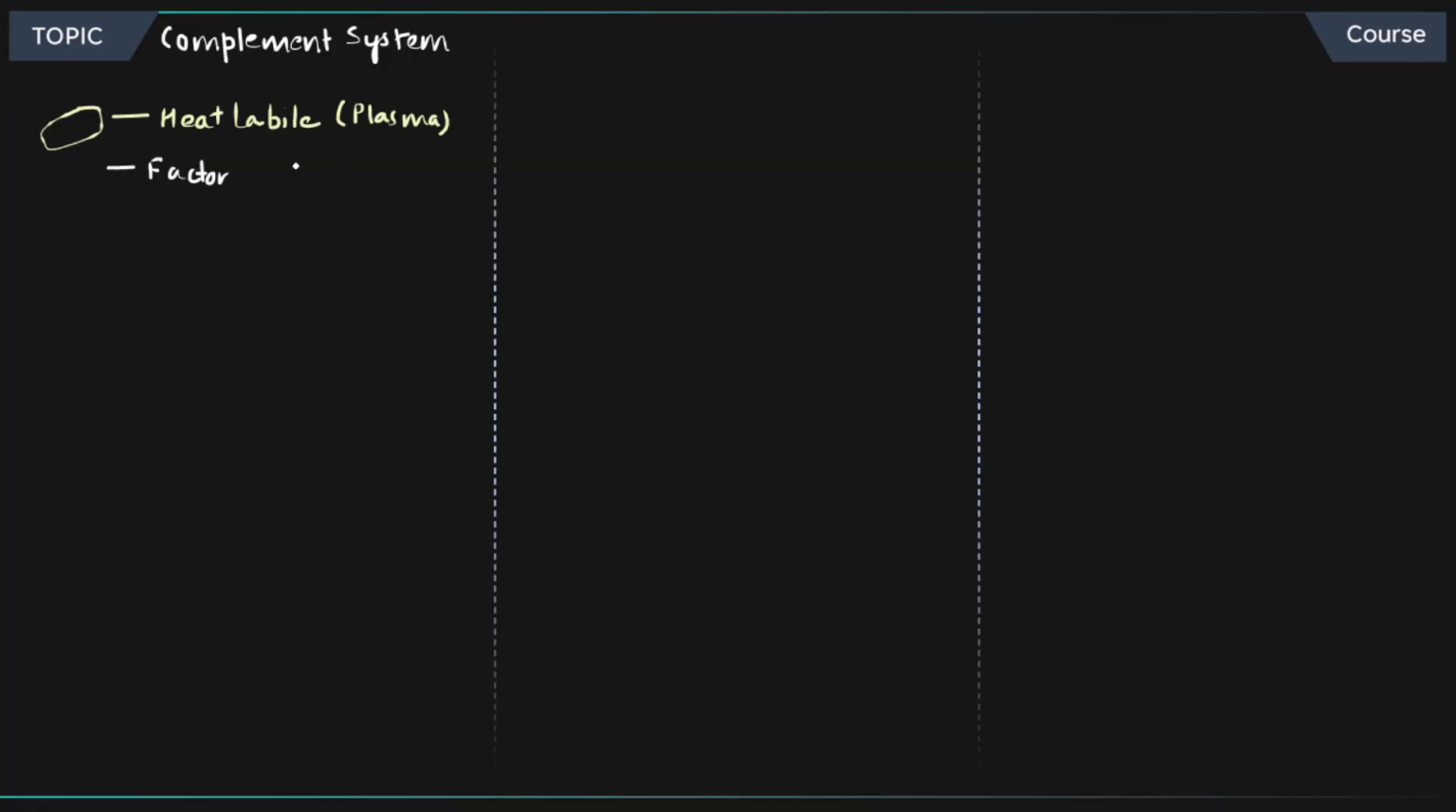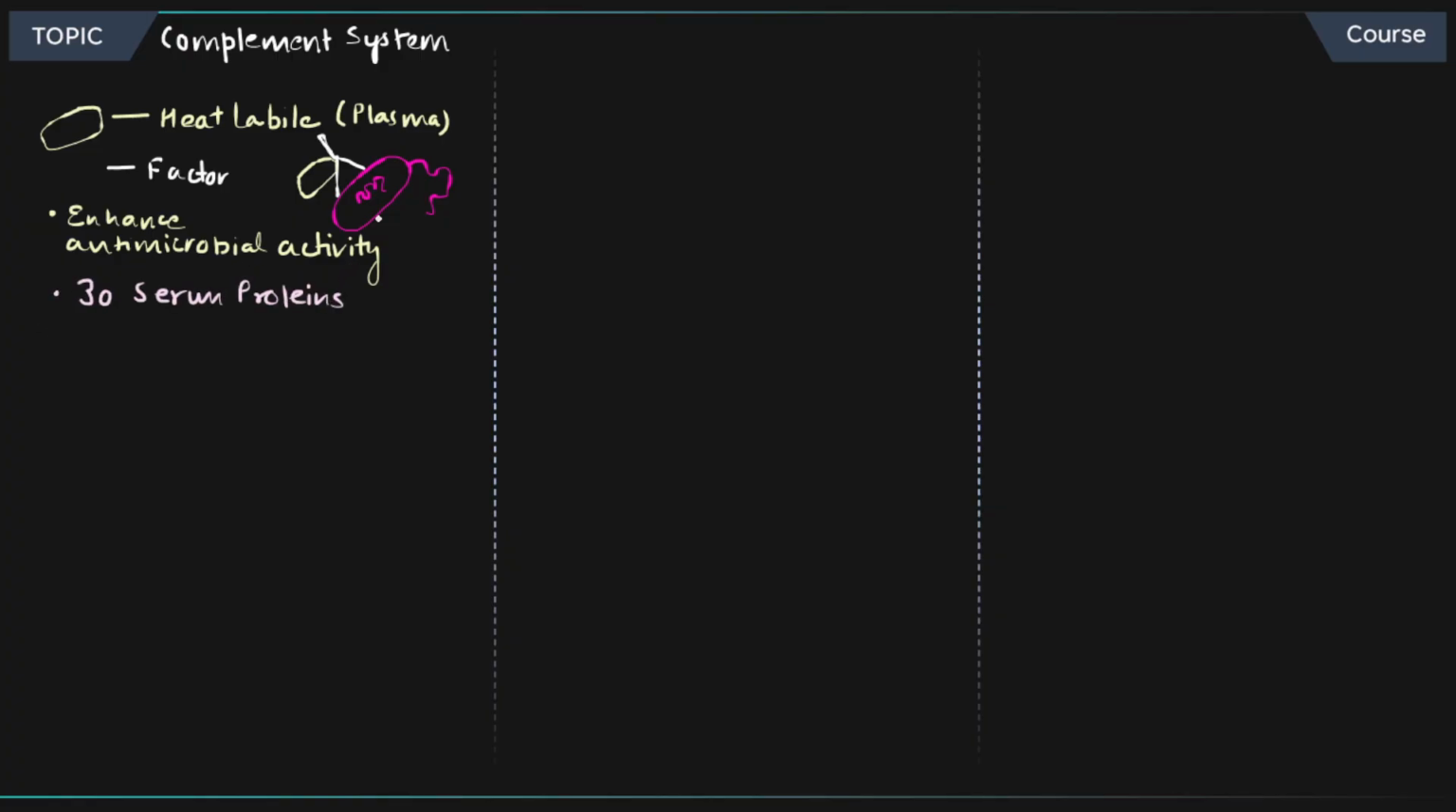Next, it's also known as a factor, and the role of this is basically to enhance the killing of microbes. So as you can imagine, a microbe is there, an antibody is there, and complement is going to enhance this process of antibody-mediated killing of the bacteria. So it's going to enhance the antimicrobial activity of antibodies. And there are how many proteins? 30 serum proteins that come under this entire complement system.